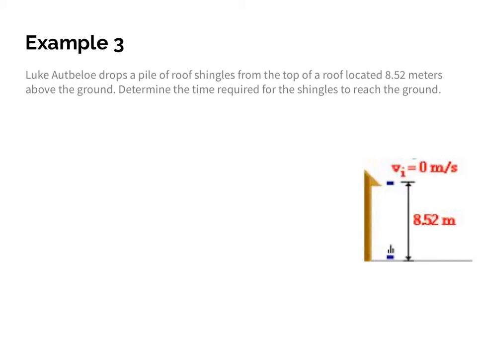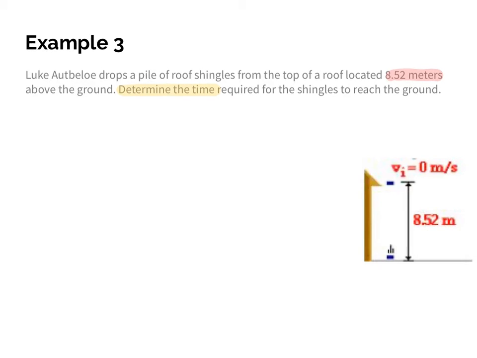So in example 3, we have Look Out Below. Get it? Look Out Below. Drops a pile of roofing shingles from the top of a roof located 8.52 meters above the ground. And I want to know what is the time required for the shingles to reach the ground. So again, first thing, looking at the given, we are given the initial height, 8.52 meters above the ground. And lastly, you are asked to find the time.